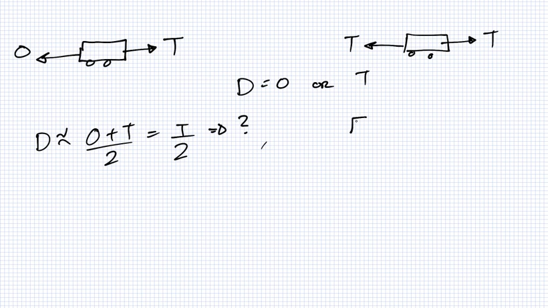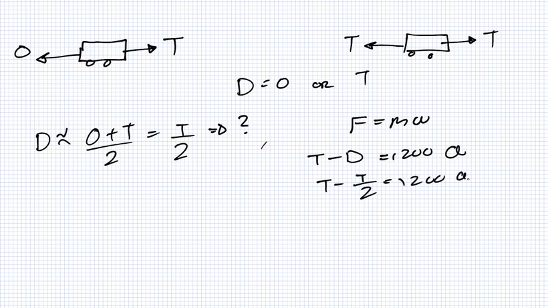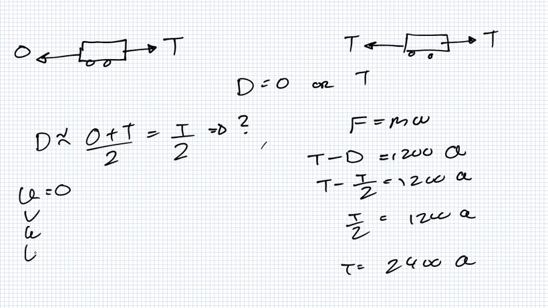Well, we can say that F equals ma. We know the m, it's 1200, and we can work out the a. But what's the total force here? Well, it'll be T minus the drag force, which we just said is on average T over 2. So that means T over 2 is 1200a, so T is 2400a. The u is 0, the v, the a, the t, the s.